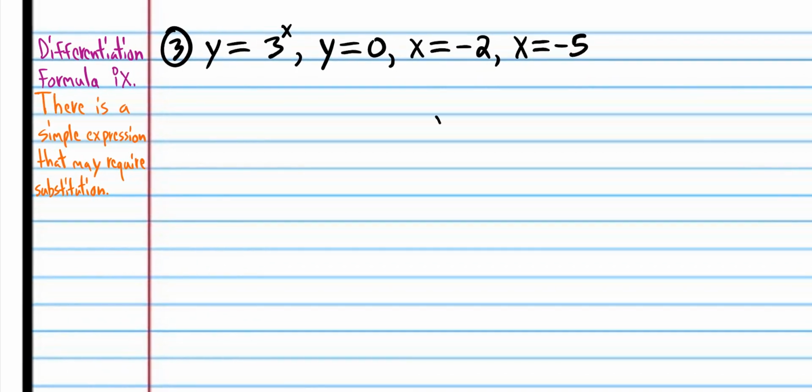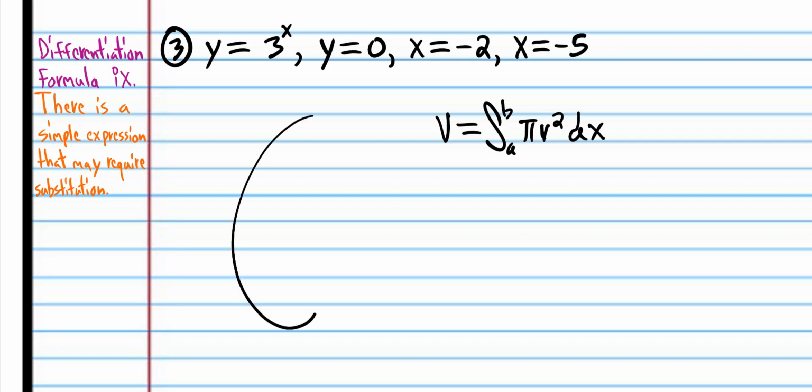Now again, the formula you're going to use is the integral from a to b of the cross-sectional area of the solid, which is a circle, pi r. The area is going to be pi r squared, and you need to graph in order to see what we're rotating about the x-axis. Try number 3. When you come back, we'll do it together.